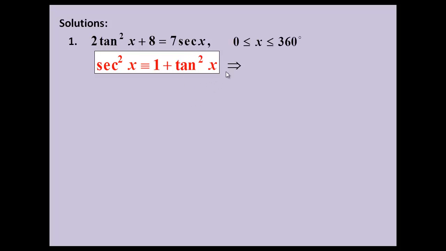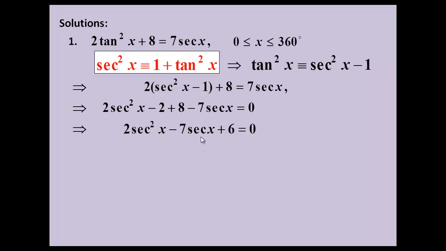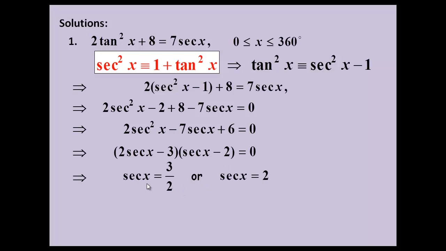We need to make tan squared x the subject, get it alone on one side, so we simply need to subtract 1 from both sides. So there's our substitution for tan squared x. Again, make sure you bracket it when you substitute it, tidy up, and we end up with this quadratic. It does factorise, but of course you can always use your calculator. And we get sec x as 3 over 2 and 2.